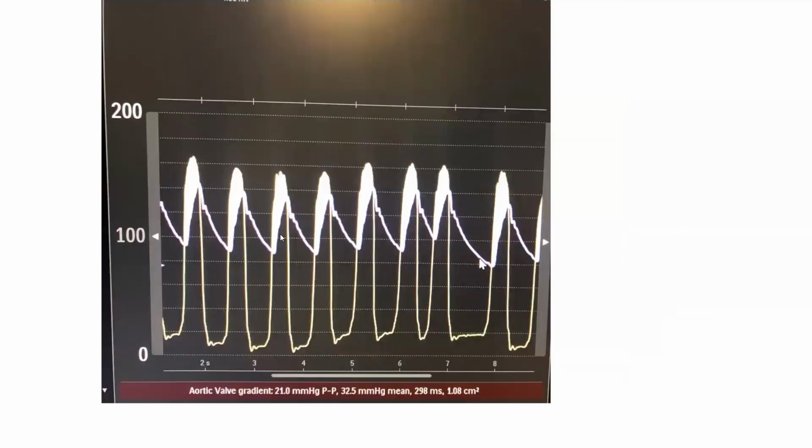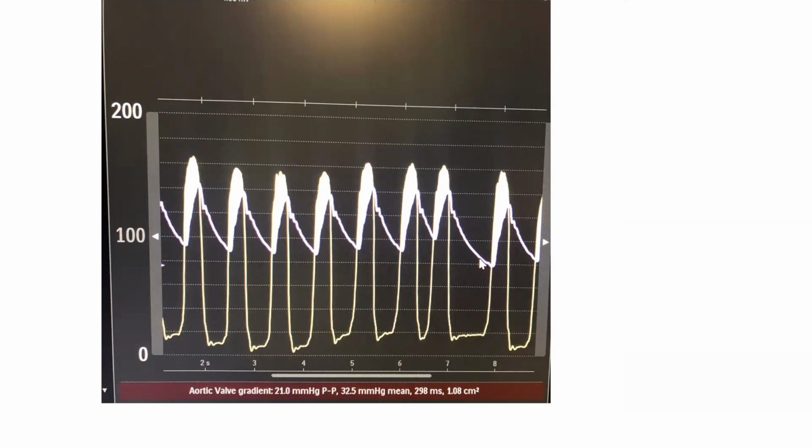So this is a computer-generated pressure gradient. Peak to peak 21, mean 32, and valve area 1.08. What's the problem with these computer-generated numbers here? Notice a big discrepancy between peak to peak and mean. Mean is much higher than the peak to peak. Is this correct or is there an artifact here? Peak to peak is approximately equal to mean.